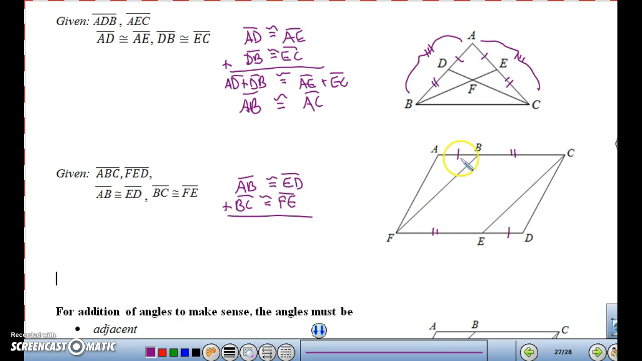Added together, if I take AB plus BC, what do I get? Well, I actually get AC. And that's going to be congruent to, if I take ED and add it to FE, I end up with DF. So equals added to equals, I end up with these two segments, AC and DF, congruent.